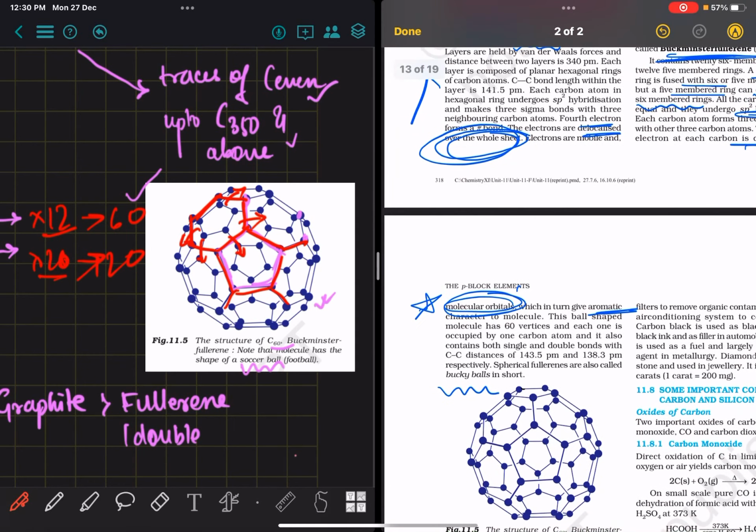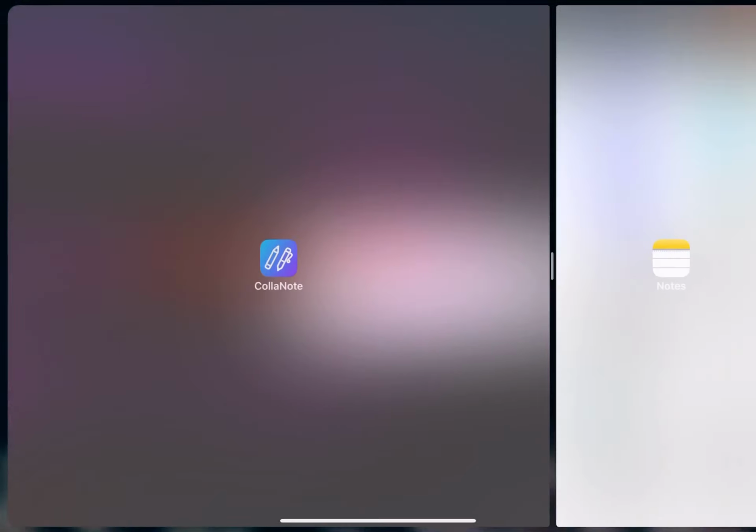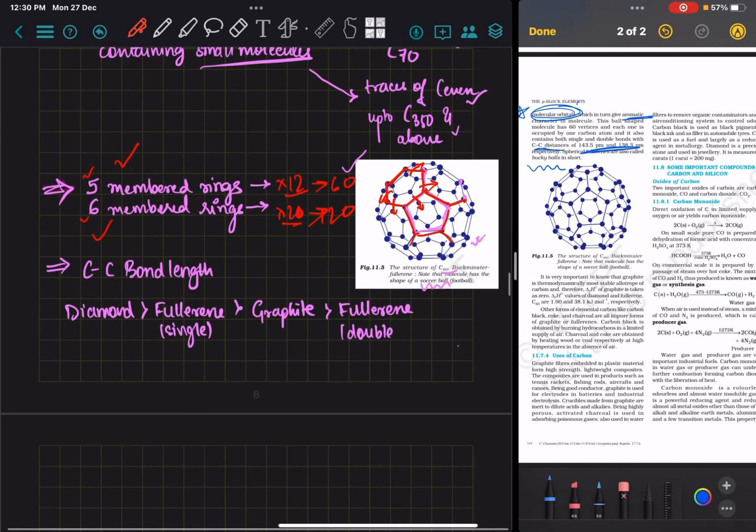Now the last point is about CC distances. We're just going to go through a comparison, because we don't need to remember the numbers. In diamond, the carbon is sp3 hybridized, so the bond is a single bond. That is why the CC bond length is the highest. Then comes fullerene. Because in fullerene you have a fourth electron which is delocalized in molecular orbitals, both single and double bonds are present. So the single bond has the second highest CC distance, and the double bond has the least CC bond length.